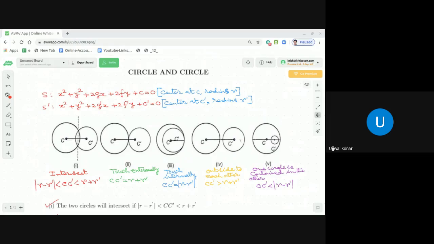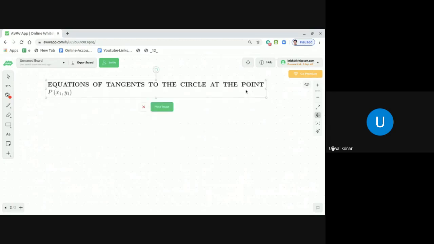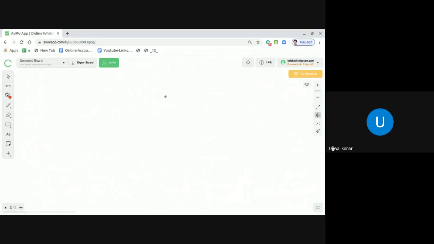Let me first bring the topic to a new page. Here I use the word tangents to the circle. That means depending on the different types of equation of a circle, you will get different types of equation. Now, if you recall, what are the different versions of the circle we got so far? One is the equation of the circle with center at origin and radius r. What is that? x square plus y square equal to r square.